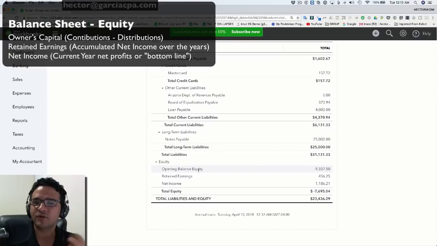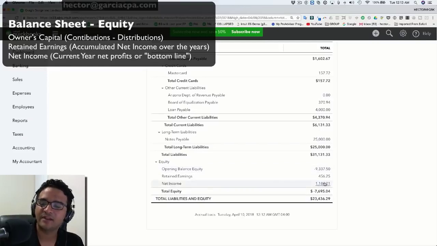Under equity, there are only three main things you need to see there. You want to see your retained earnings, which are your net incomes from the past. You want to see your net income, which is your current net income from your current profit and loss that matches the same date range as the report you're looking at. And then some sort of capital or owner's account where you track the money invested by the owner or distributions of personal expenses and that sort of thing taken by the owner.